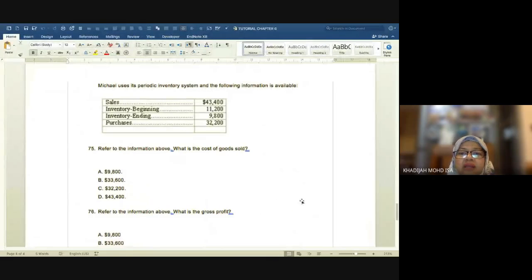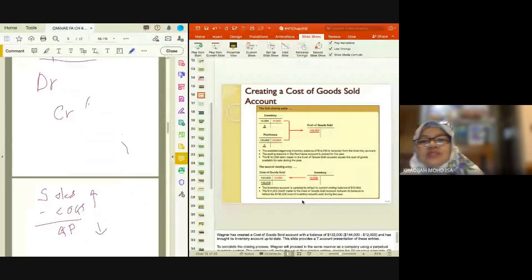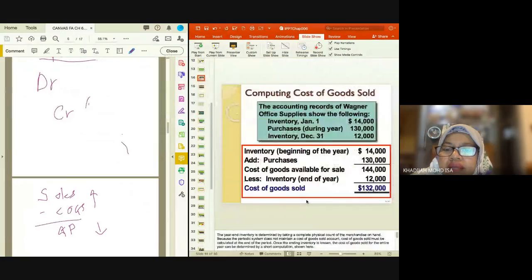So for you to compute your COGS under periodic, the goods available is 144,000, but when you do stock take, you only have 12,000 in the store. So it means that of the 144,000 inventory, only 12,000 remains, which means the remaining 132,000 is no longer there.